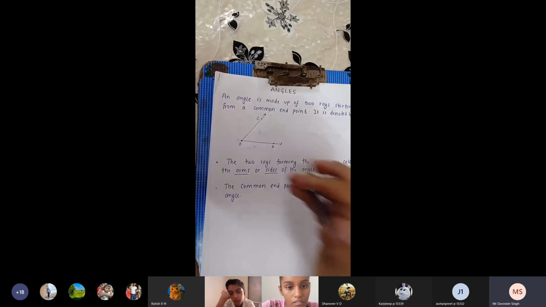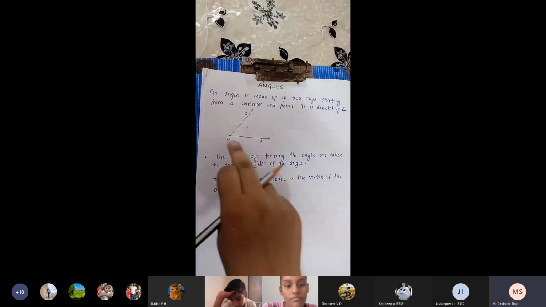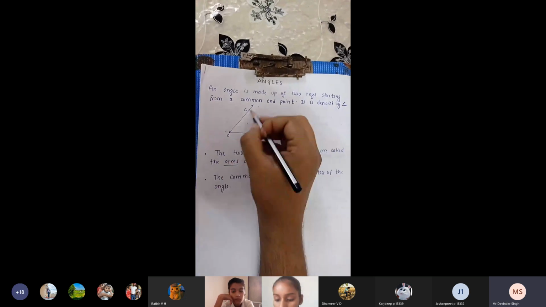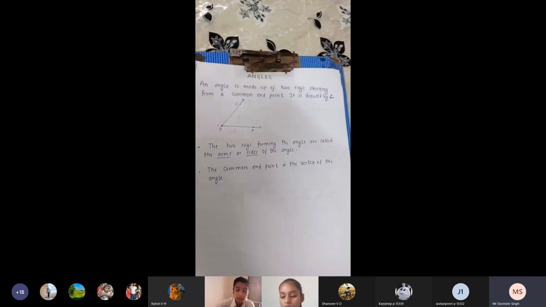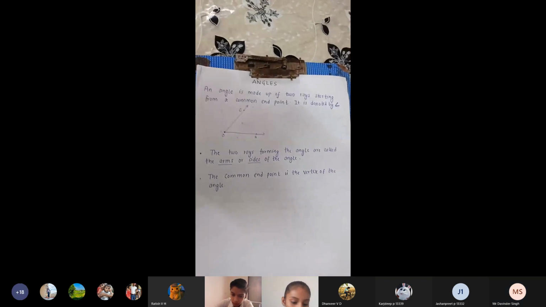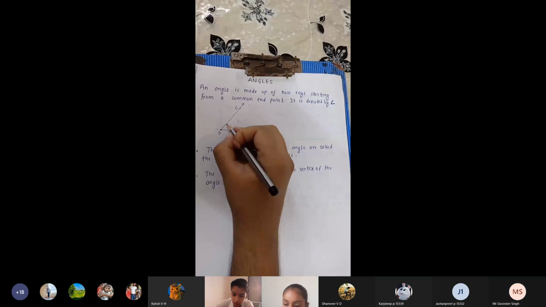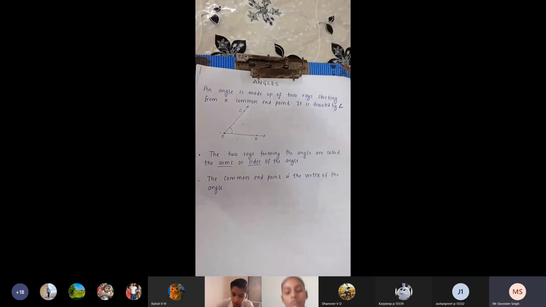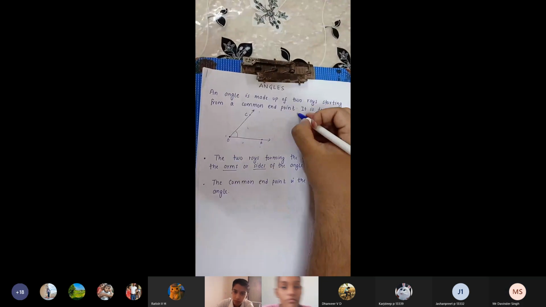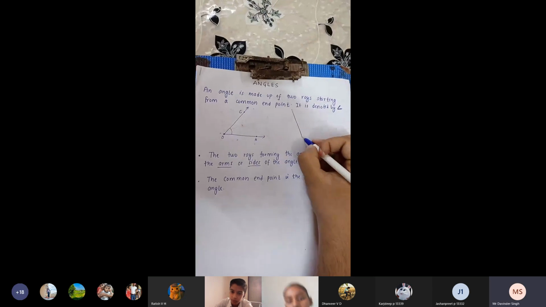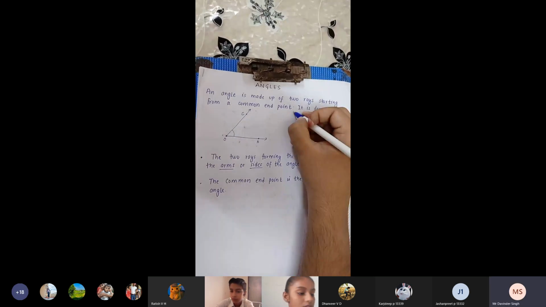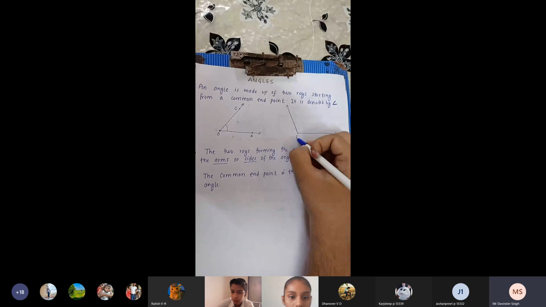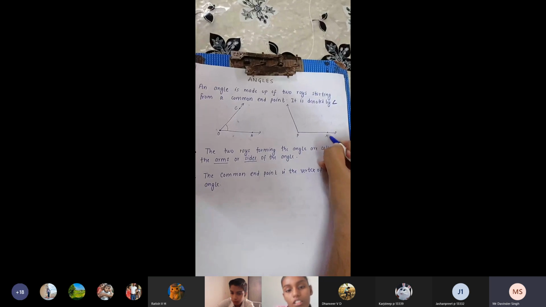So this is called an angle. Angle is made up of two rays. You can see there are two rays starting from the one common point. You can see these two rays are starting from O. So this is an angle. Angle can be like this also. This is the first ray and this is the second ray. This is also an angle. Suppose this is P, this is X.